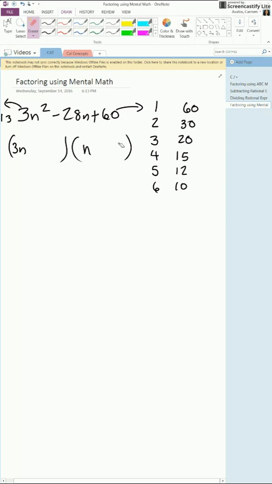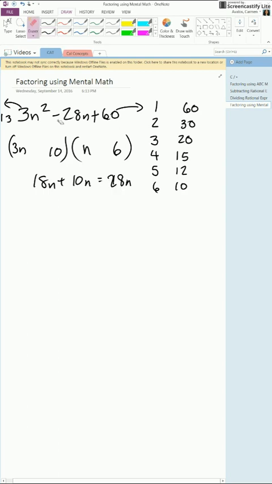The one that does work is going to be, we could try the 60 and the 10, and that's going to give me 30 and 6. So 30 and 6 can't give me 28, but if I switch these around and say this is 10 and this is 6, well, this is going to be 18 and this is going to be 10. So 18n plus 10n, that's going to give me 28n.